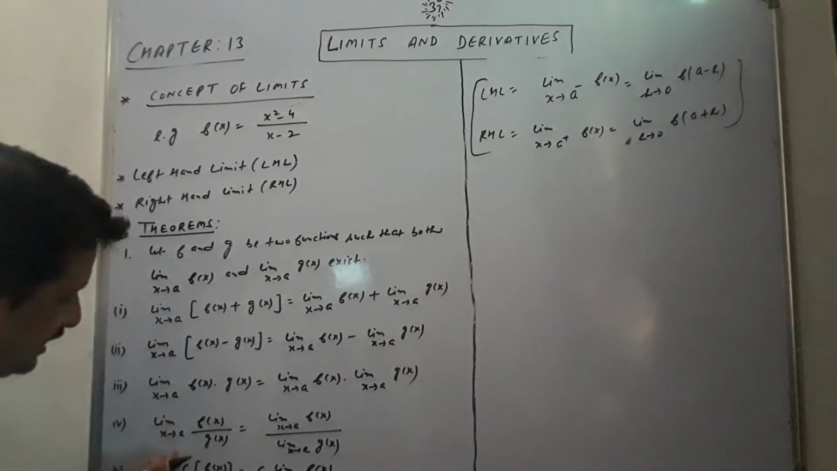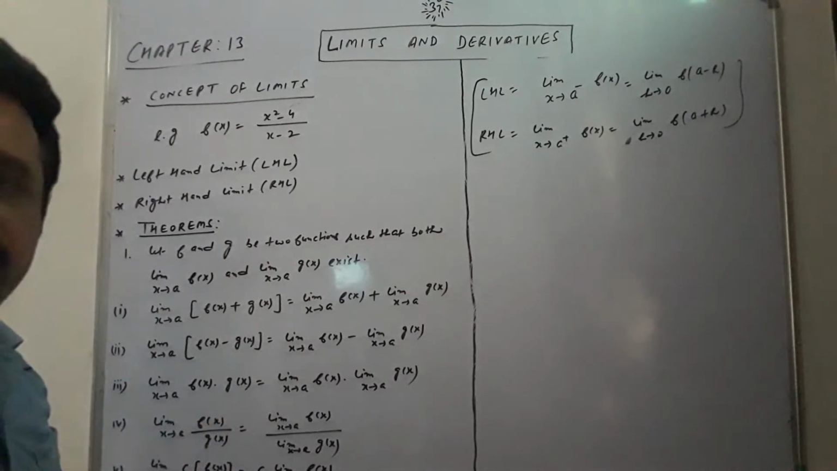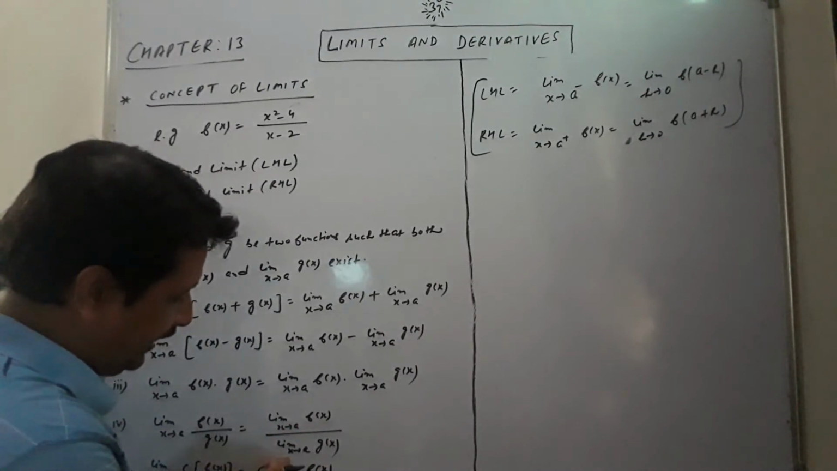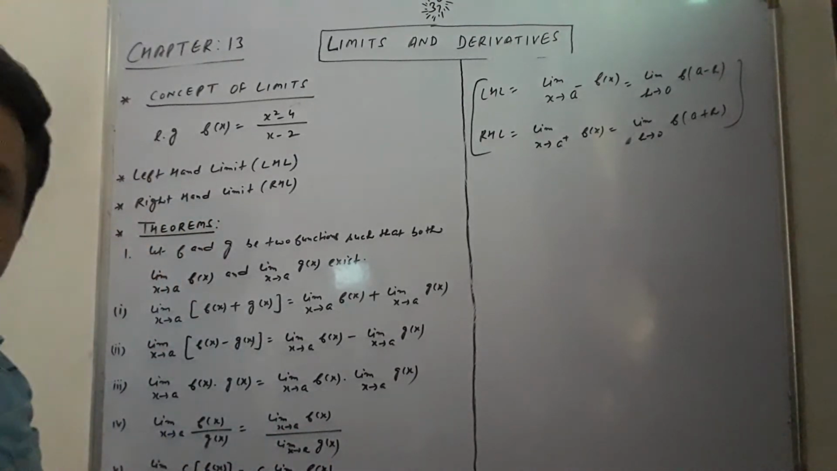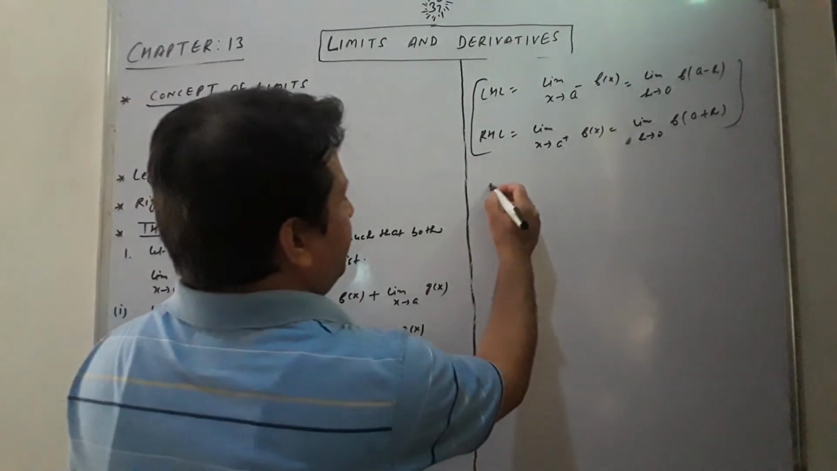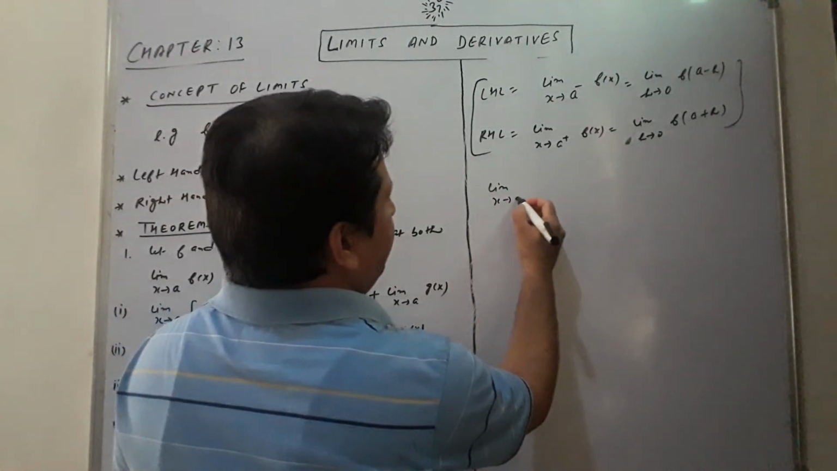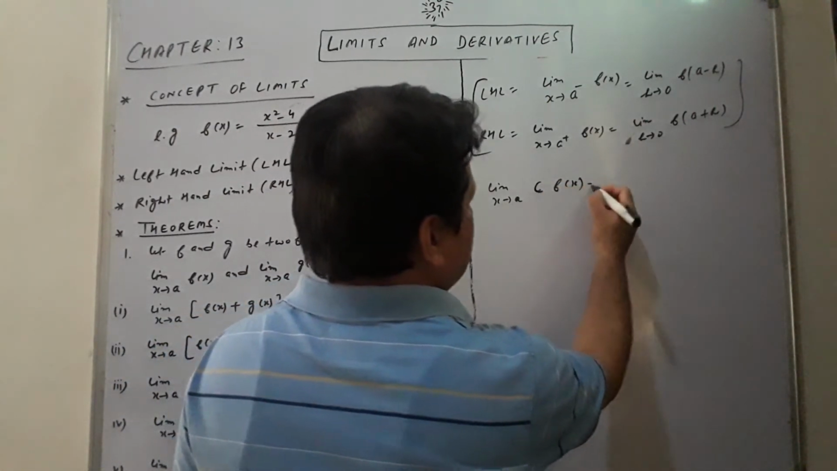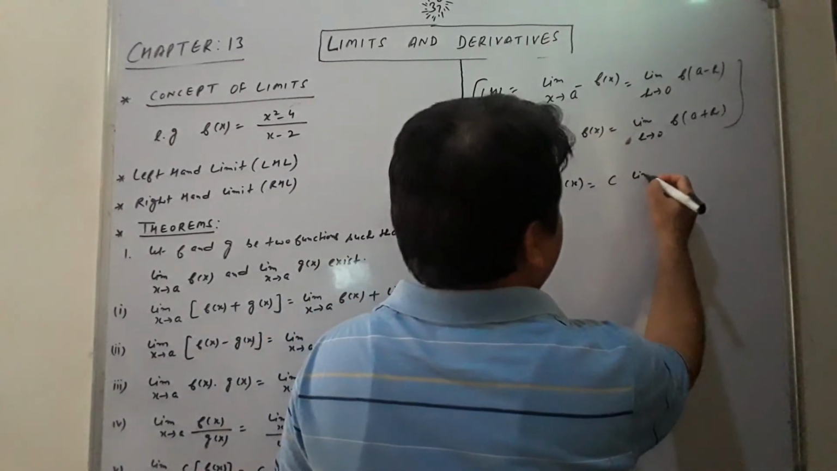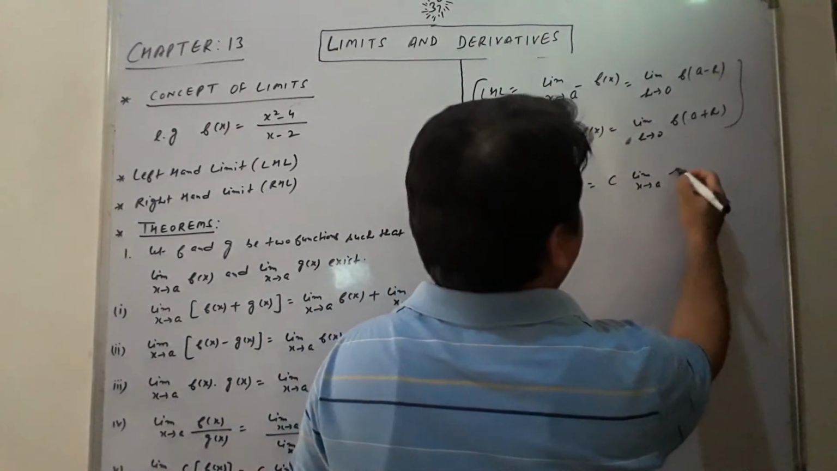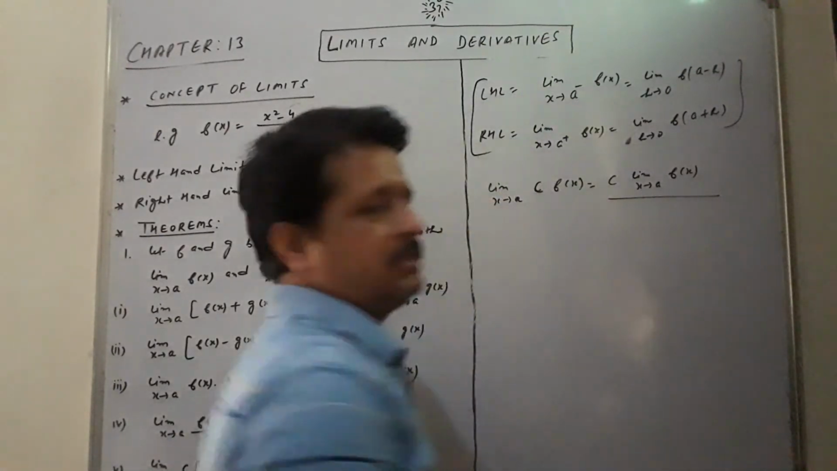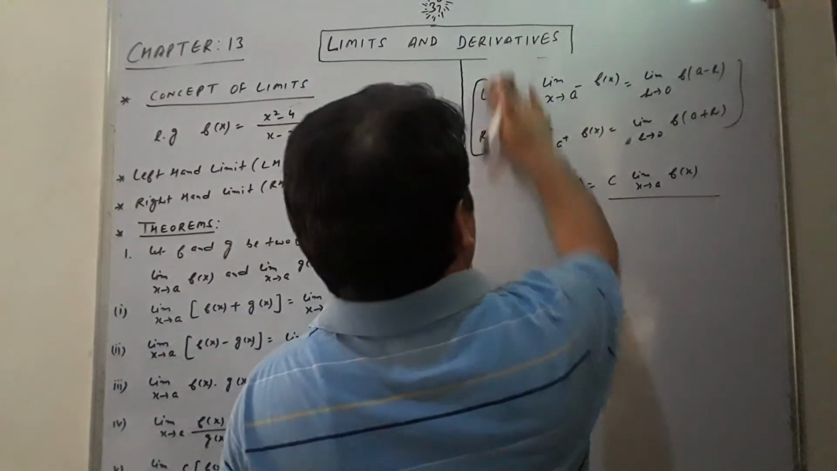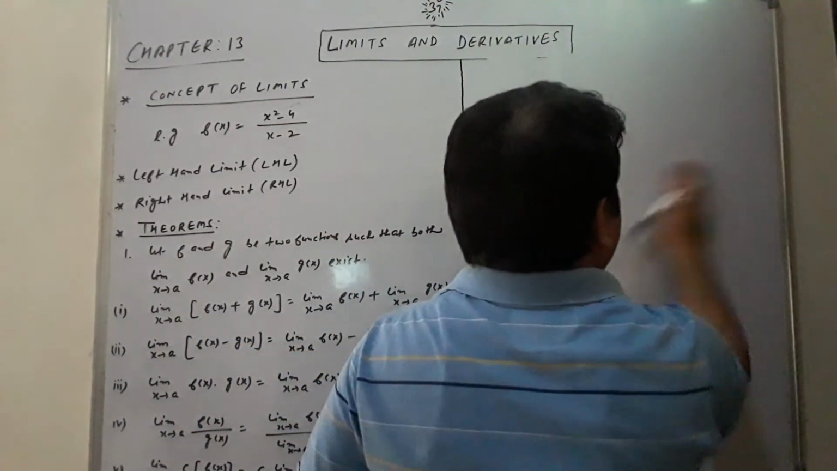Next one is limit x tends to a f of x upon g of x. Now they are in the form of a fraction. Means limit x tends to a f of x upon limit x tends to a g of x. Clear, students? Last one is limit x tends to a c f of x. This c is a constant, students. So what you will do? The constant will come outside and we will write it as c times limit x tends to a f of x. This is also its fifth part, then students. After that we will discuss more theorems.